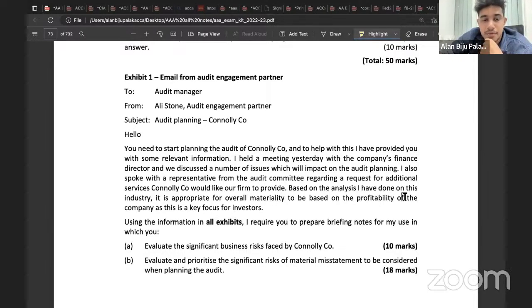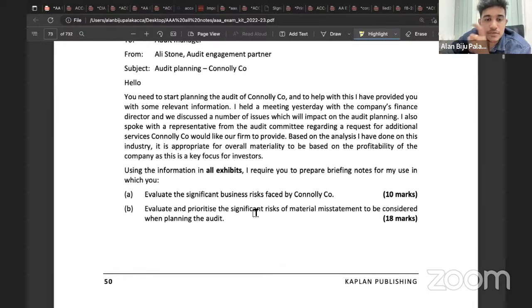Based on the analysis I have done on this industry, it is appropriate for the overall materiality to be based on the profitability of the company, and it is a key focus for the investors. So he has mentioned that he has already got some information relating to the audit of Connolly Company, and he met with the company's finance director the previous day, on the basis of which he has provided us with a number of issues that will affect the audit. Specifically, he has asked us to calculate the materiality. On what basis do we have to calculate the materiality?